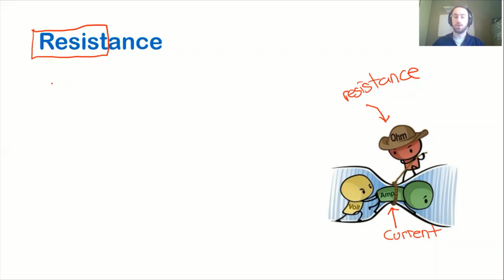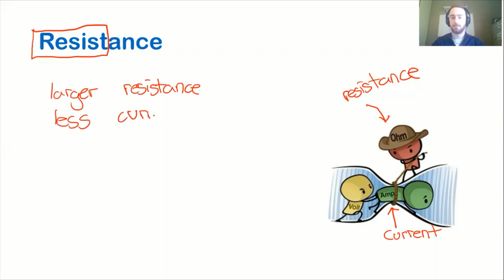Okay, so the larger our resistance, the less current flow. Now, it's important to note that it doesn't stop the flow of current. It just makes it harder for current to flow, right? It decreases the rate at which current flows through our wire.